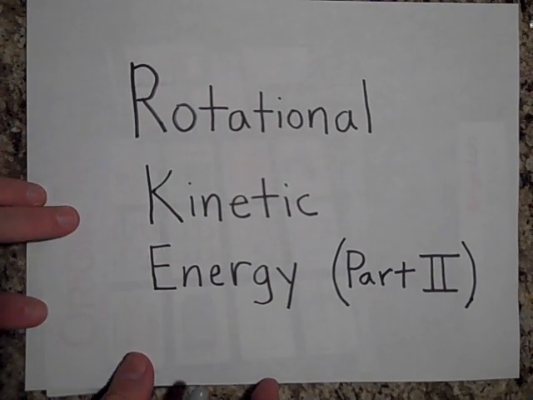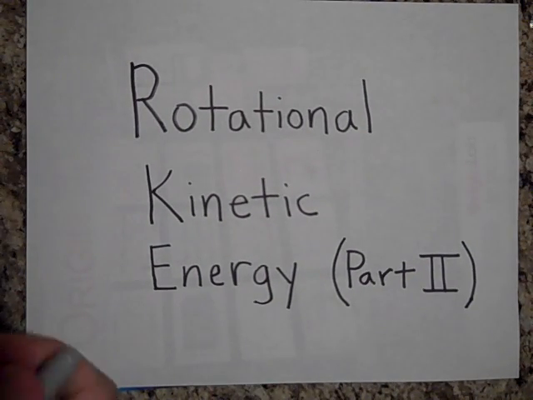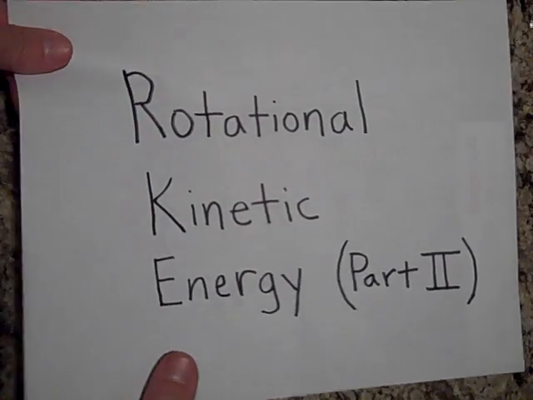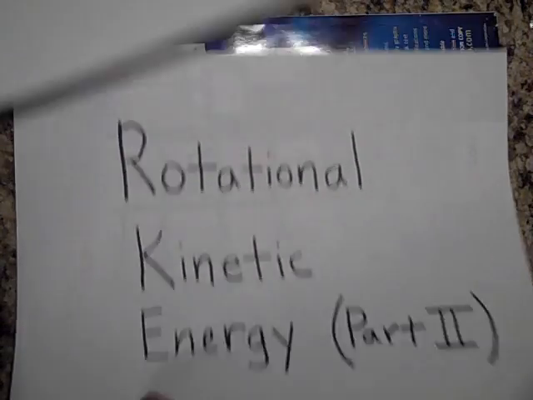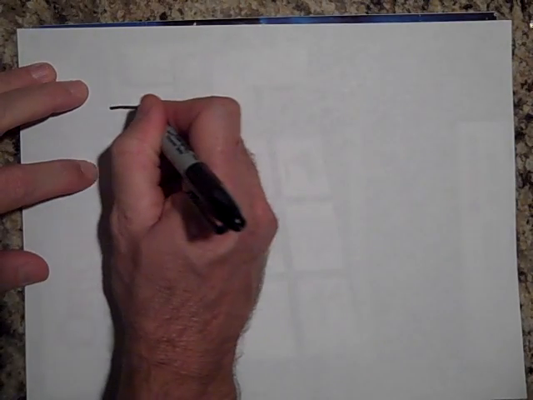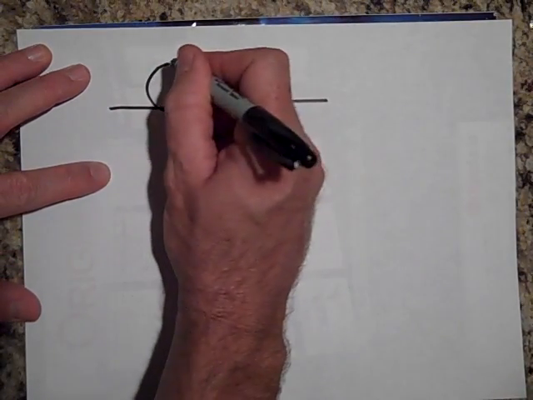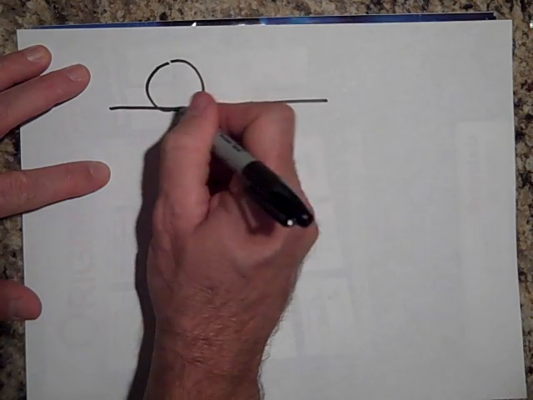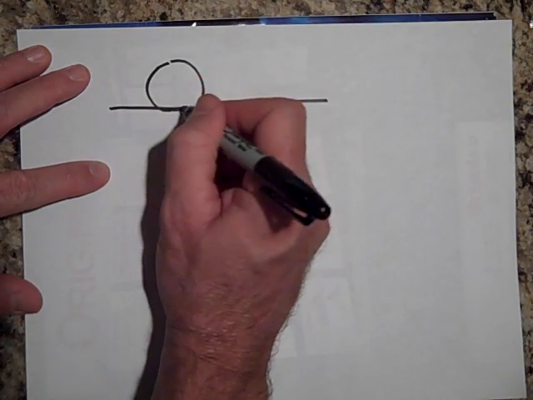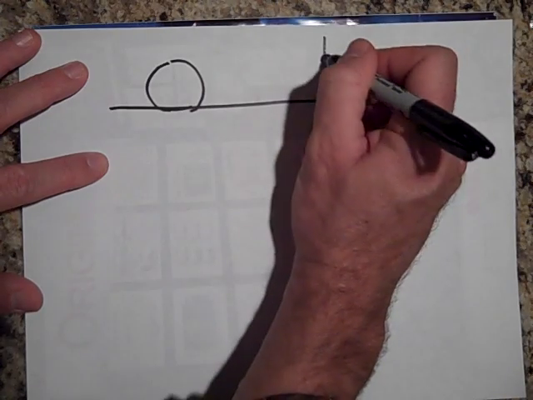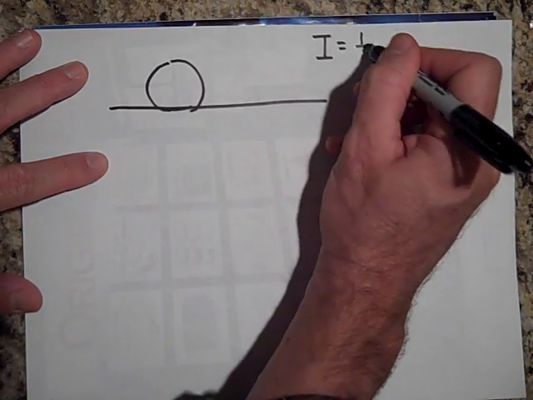Okay, this is part 2 of rotational kinetic energy. I would like to discuss with you what happens if a ball is rolling along on a tabletop or on a floor, on a level floor. If you have a ball rolling along with a speed v, let's have it just be a cylinder rolling along. So the I for a cylinder is 1/2 mr squared.